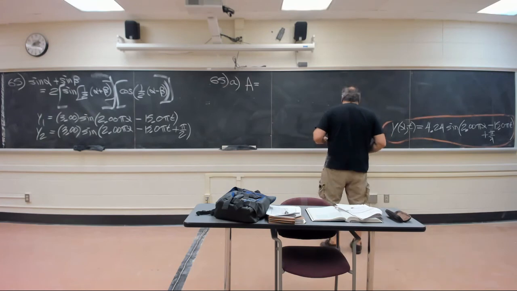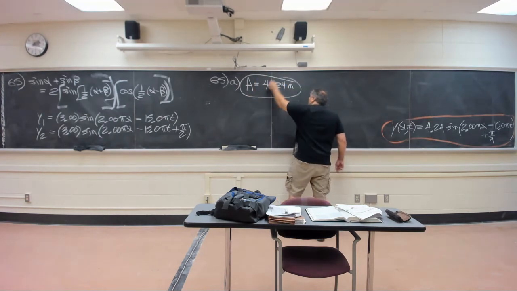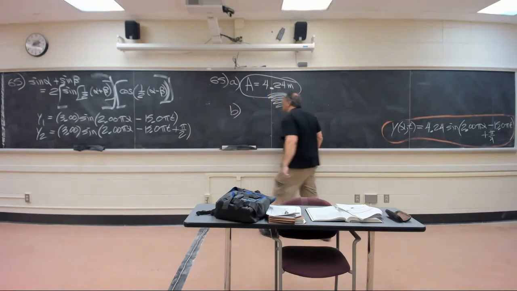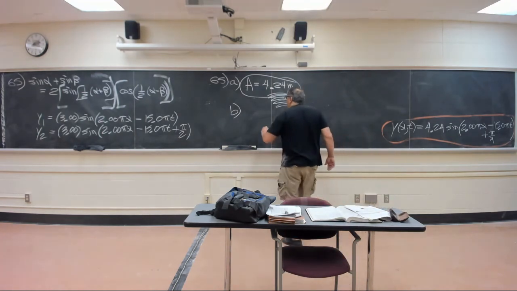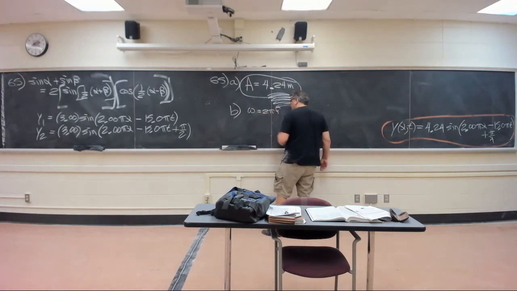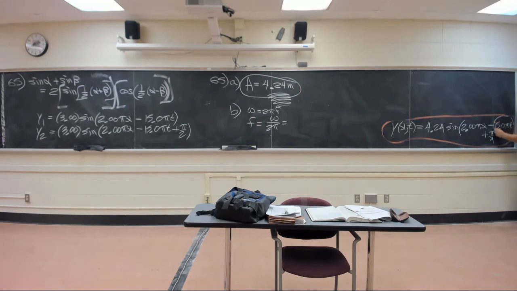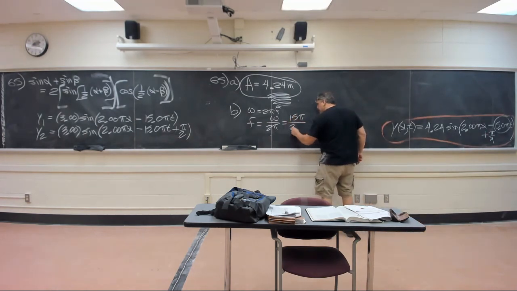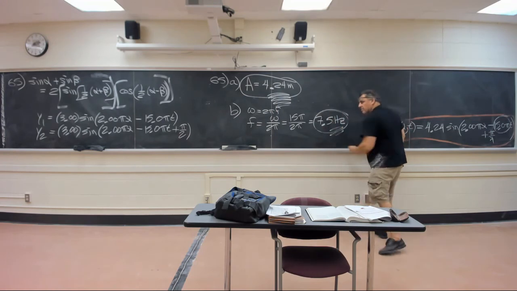So what is the amplitude, you guys? The amplitude is 4.24 meters. B, the frequency. Omega is 2 pi f, so f equals omega over 2 pi. Omega is 15 pi. So the frequency is 7.5 hertz.